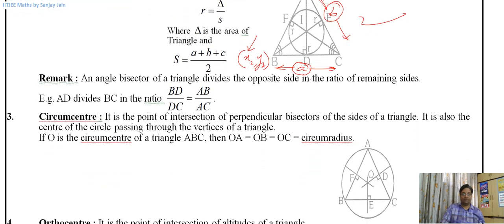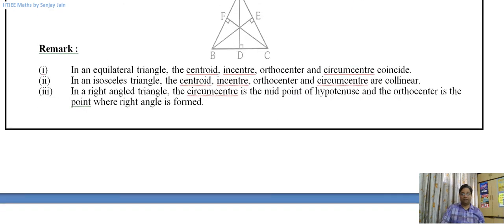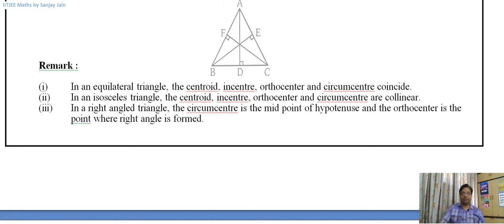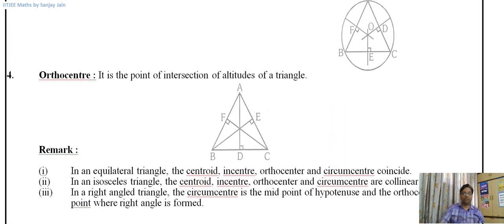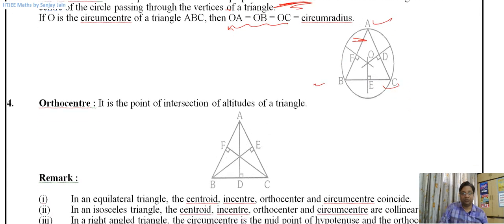All right, so this fact we have already studied. Circumcenter, we already know, is the point of concurrency of the perpendicular bisectors, and it is equidistant from the three vertices of the triangle, right? We have discussed about it already.